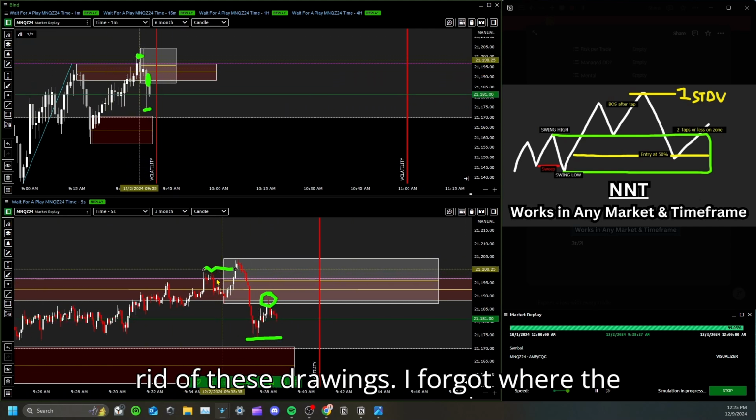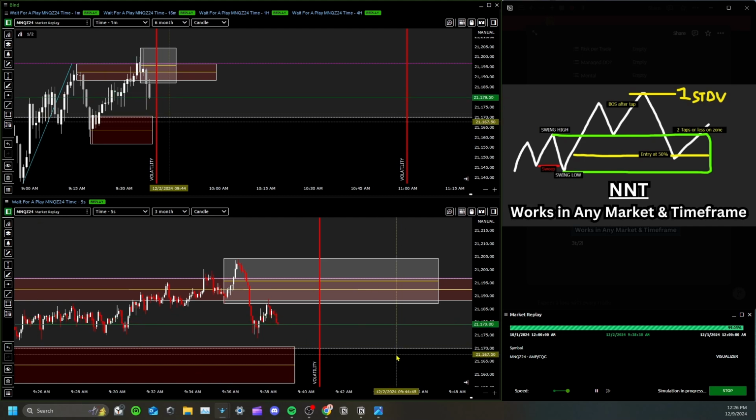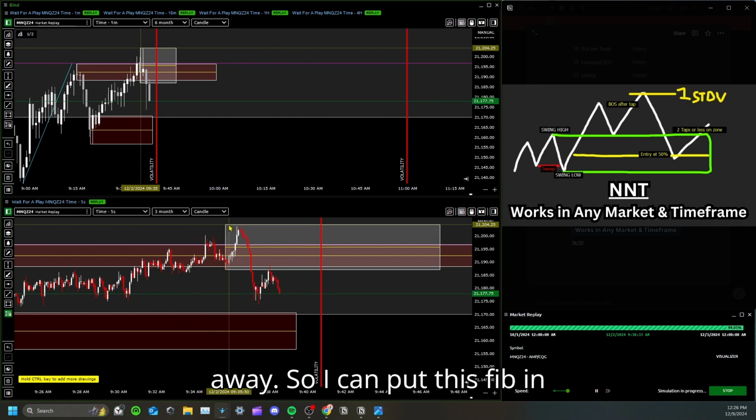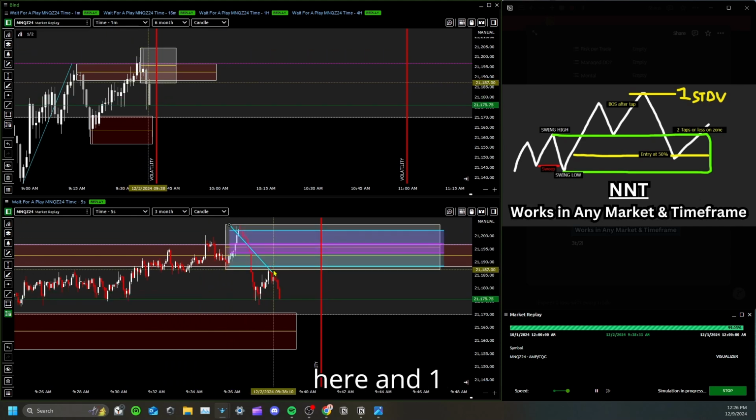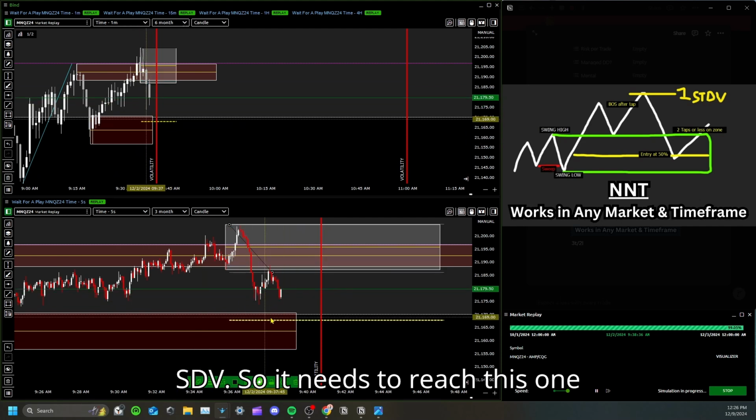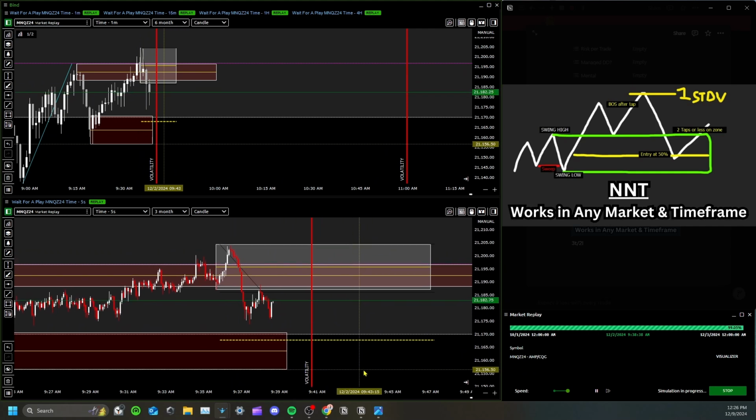So let's get rid of these drawings. I forgot where the other is. So we want it to be 1 standard deviation away. So I can put this fib in here and 1 SD. So it needs to reach this 1 standard deviation to be eligible to trade it.